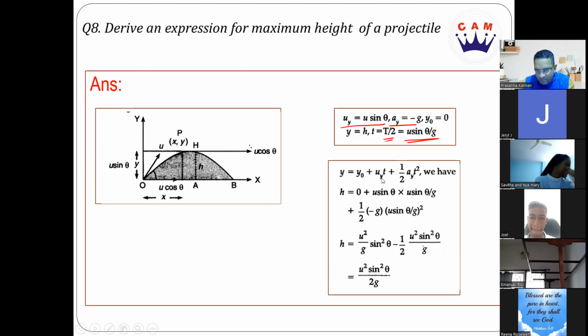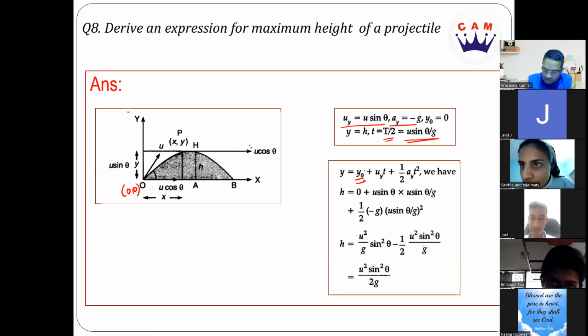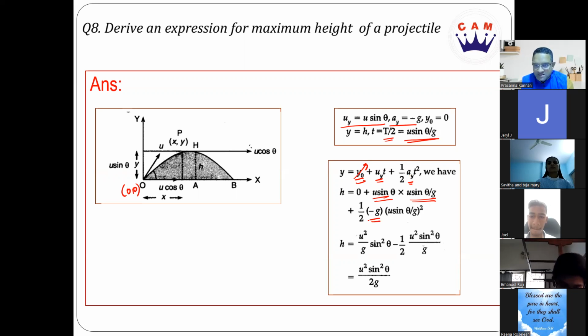So y is equal to y naught plus uy into t plus half ay into t square. Y naught is the initial y displacement which might be there. In this case, it's starting from origin. Therefore, this value is 0. Ay is minus g and uy is u sin theta. So u sin theta into t. That t is nothing but capital T by 2, which is u sin theta by g, plus half into acceleration, which is minus g, because it is in the downward direction, into t square. T is u sin theta by g, the whole square.